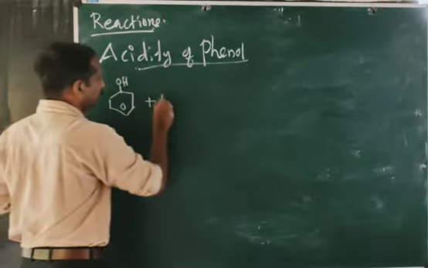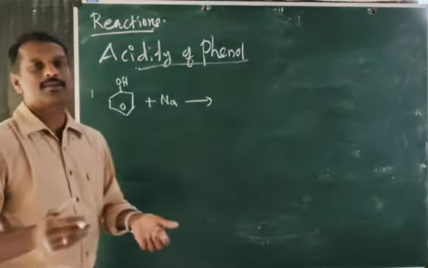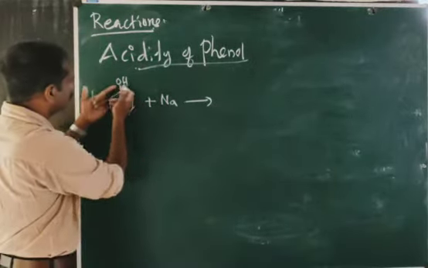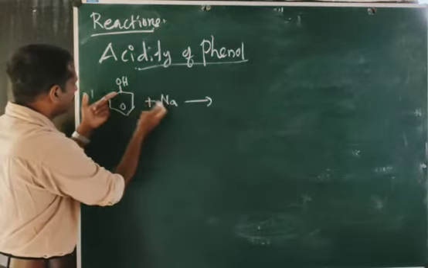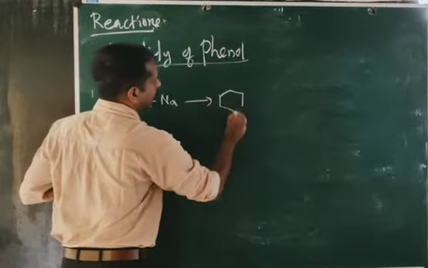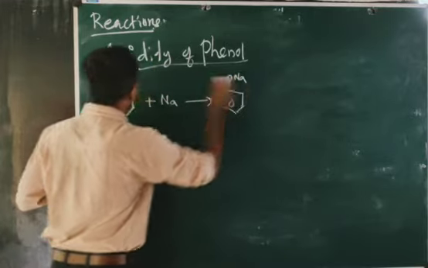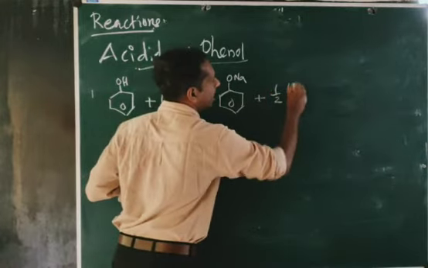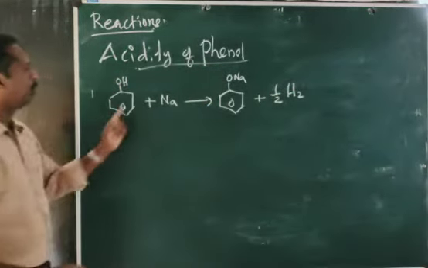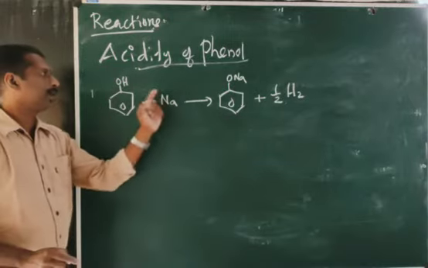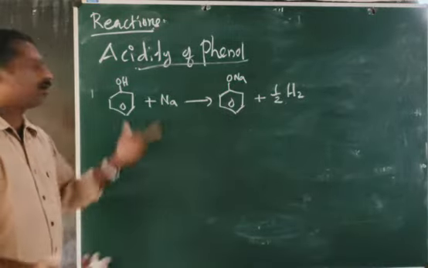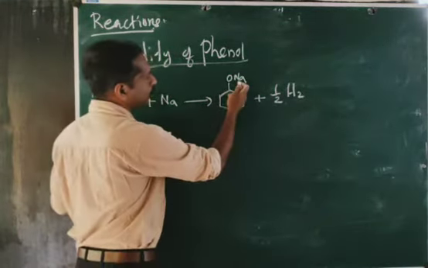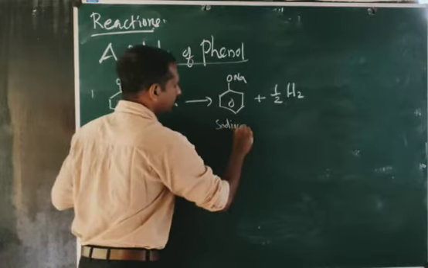When phenol reacts with metal, you know that any acid reacting with metal forms salt and hydrogen. Similarly, here also when phenol reacts with sodium, we get the salt ONa, and the hydrogen atom is replaced, or in a balanced state you can write it as half H2. So this is the first example showing the acidity of phenol. Phenol reacting with metal will form salt plus hydrogen. What is the name of this salt? Sodium phenoxide.